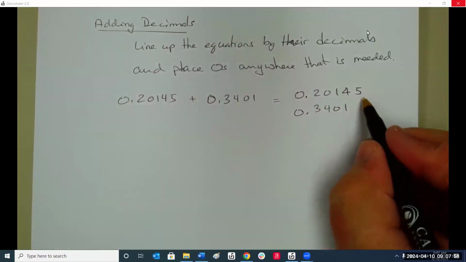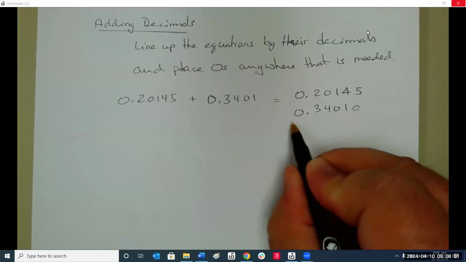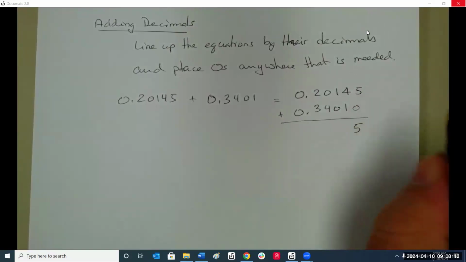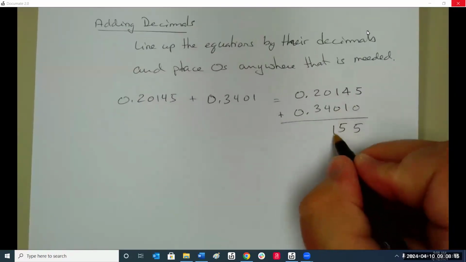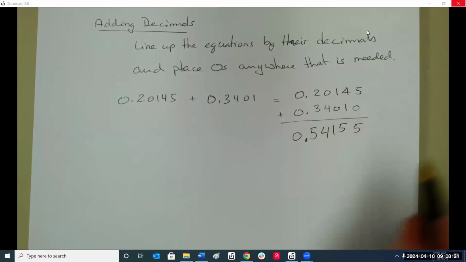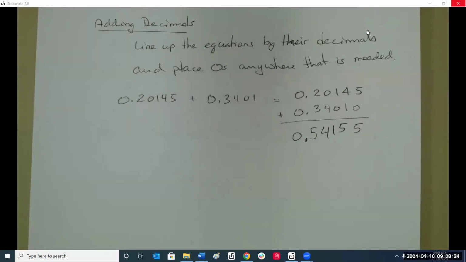3401. Since the top number has one extra, I got to put a 0 down here. And just add the columns. 5 plus 0, 4 plus 1, 1 plus 0, 0 plus 4, 2 plus 3, the decimal. So that's all there is to adding decimals. The same thing would go if we're doing manipulatives. We'd have the integers and the decimals and just add them. Once we reach 10, it carries over. The same thing we do here.